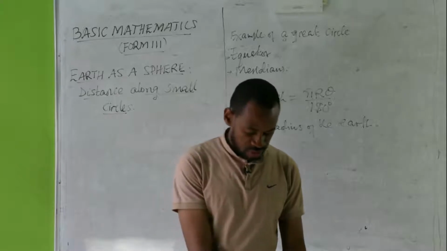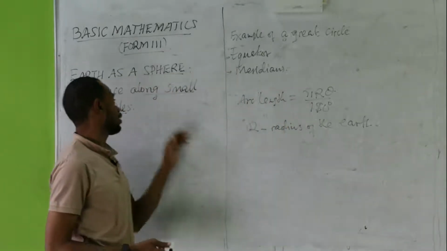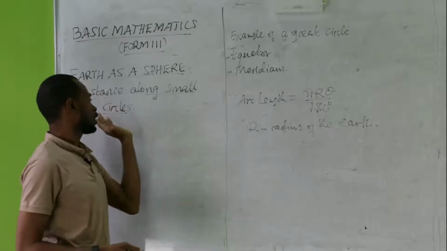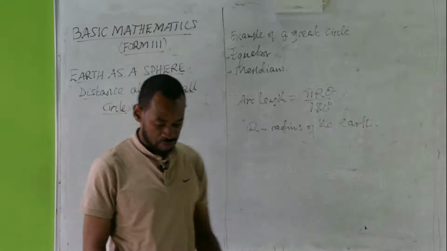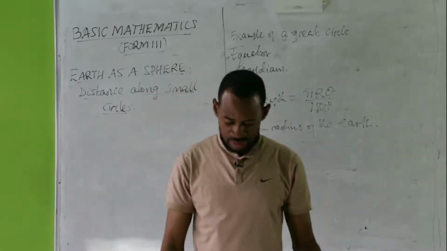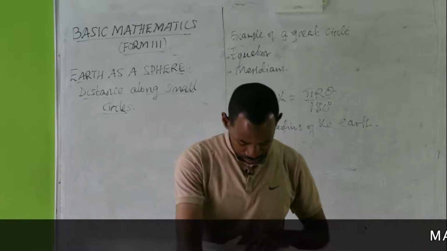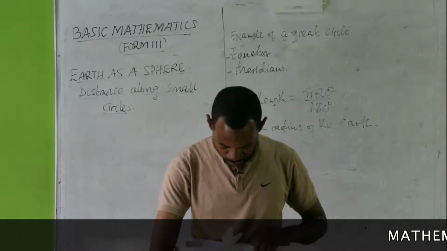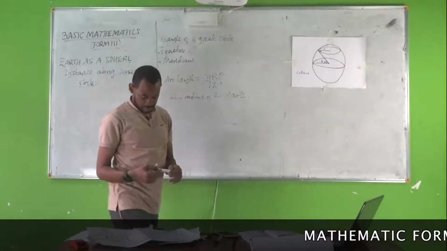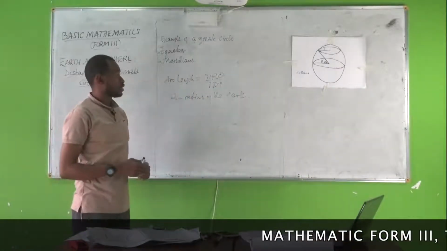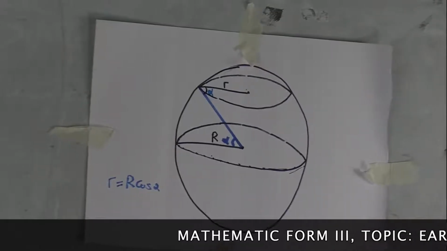So the issue here is a little bit different. We have a great circle, but now we have a small circle. Previously we discussed the great circle, but today it has been changed to a small circle. Okay, let's check the diagram, the figure above.